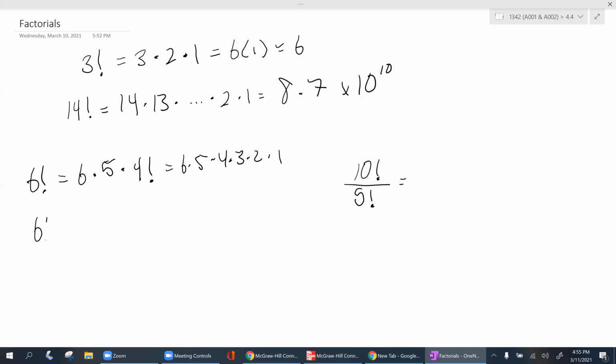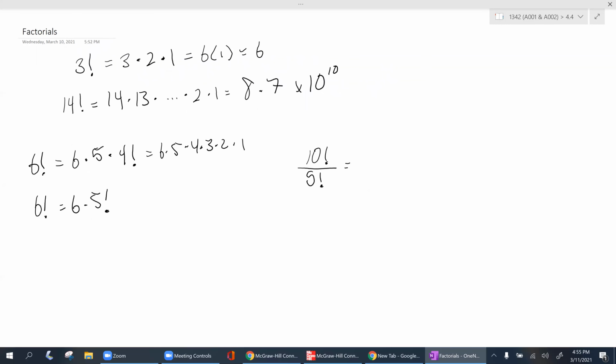And you could have stopped at 5. You could have said 6 times 5 factorial, right? And like I said, there's reasons why we may want to do that. Let's go ahead and look at the problem we have up here.